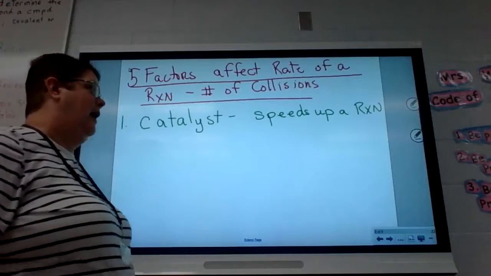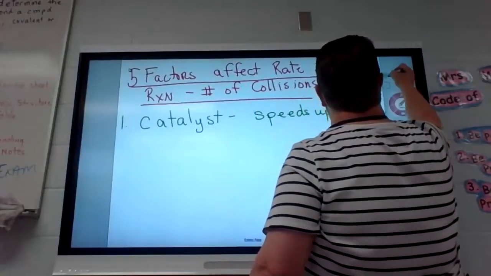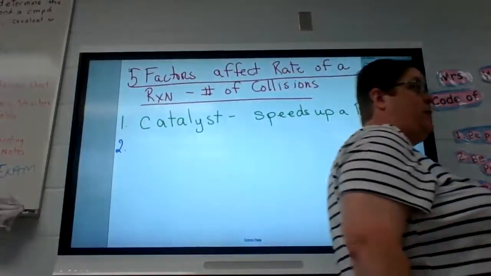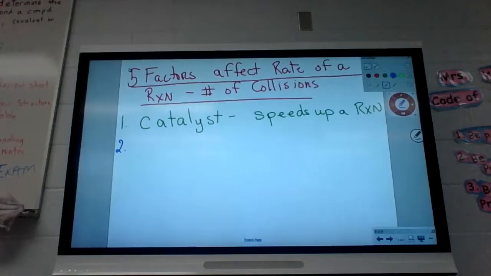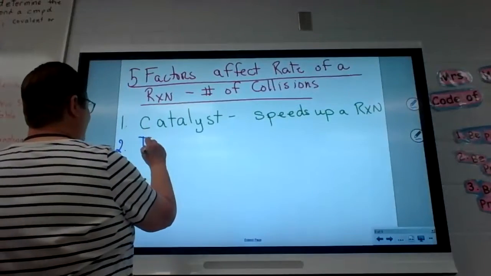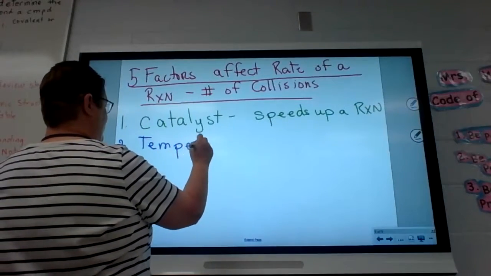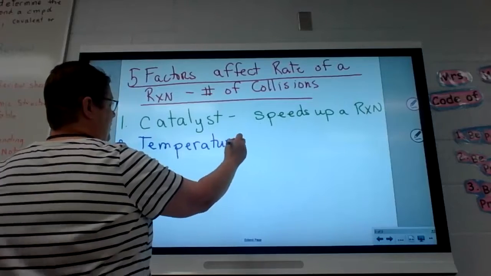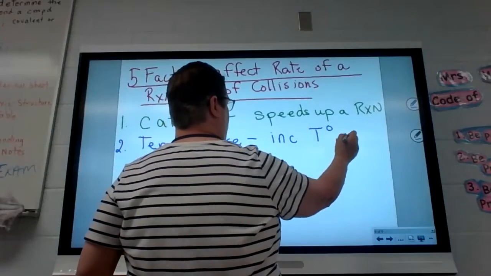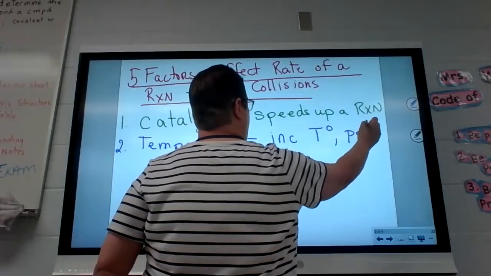All right, I was thinking that something else that we always yell out would speed up a reaction. Nobody yelled it out. How can we make a reaction go faster? Heat it up. Yes, that's the one that people always yell out first. So increase the temperature. The particles move faster.